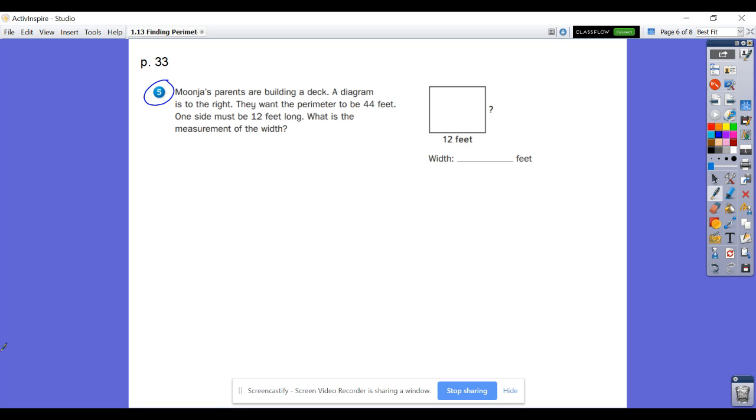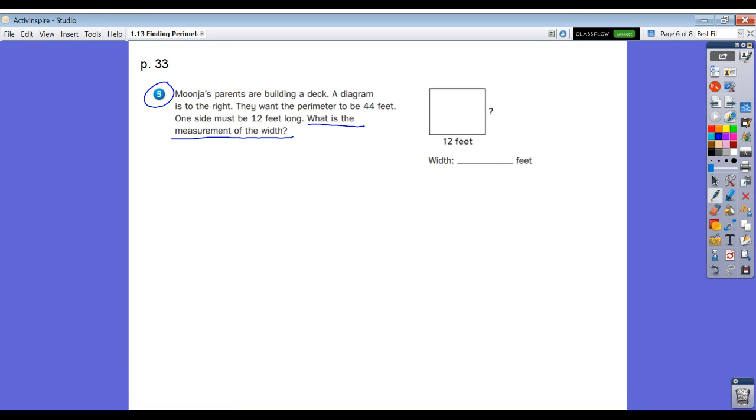I'm going to read it one more time. Make sure you're following along as I read. Munja's parents are building a deck. A diagram is to the right. They want the perimeter to be 44 feet. One side must be 12 feet long. What is the measurement of the width? So what's the question asking here that ends in a question mark, Luciana? Underline it. What is the measurement of the width?